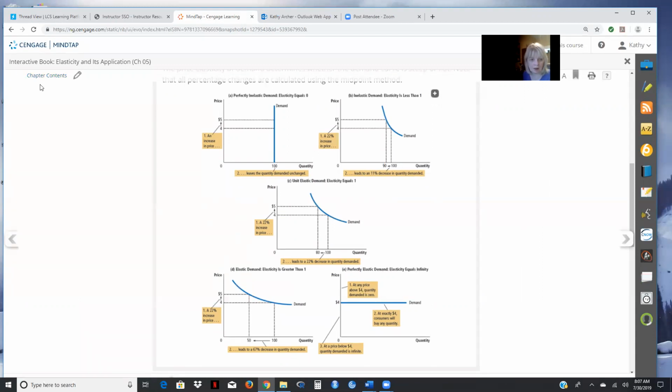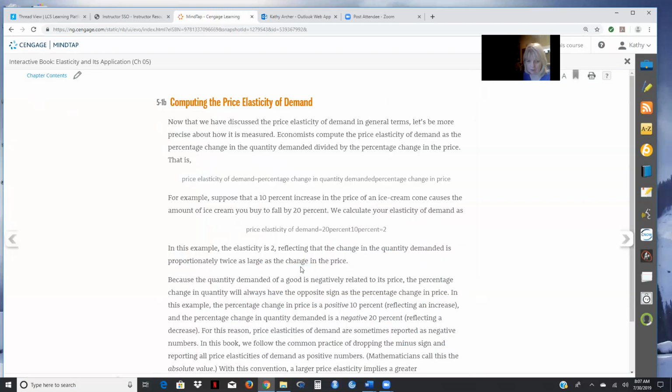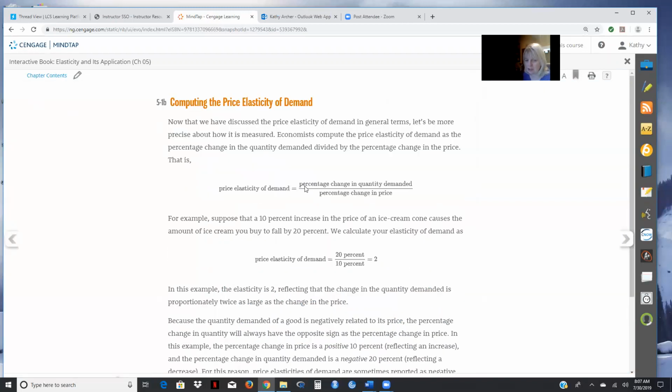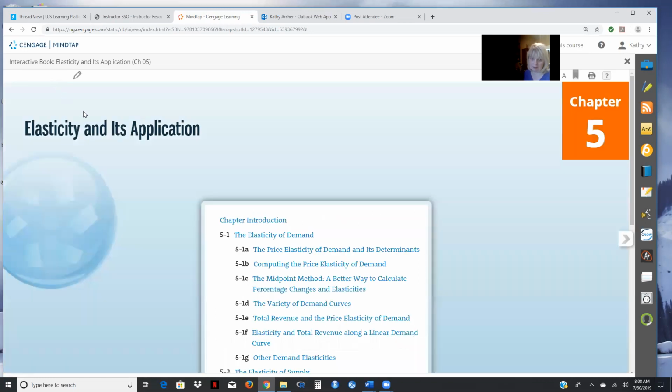Now, unit elastic says that the elasticity is always 1. Well, going back to our equation back over here, the equation is percentage change in quantity demanded divided by percentage change in price. How would you get a result of 1? How would you get an elasticity of 1? Well, that would indicate that the change in quantity is equal to the change in price. If the percentage change in quantity is 10% and the percentage change in price is 10%, you're going to get an elasticity of 1. If they're both 20%, you'll get an elasticity of 1. That might be something to consider.